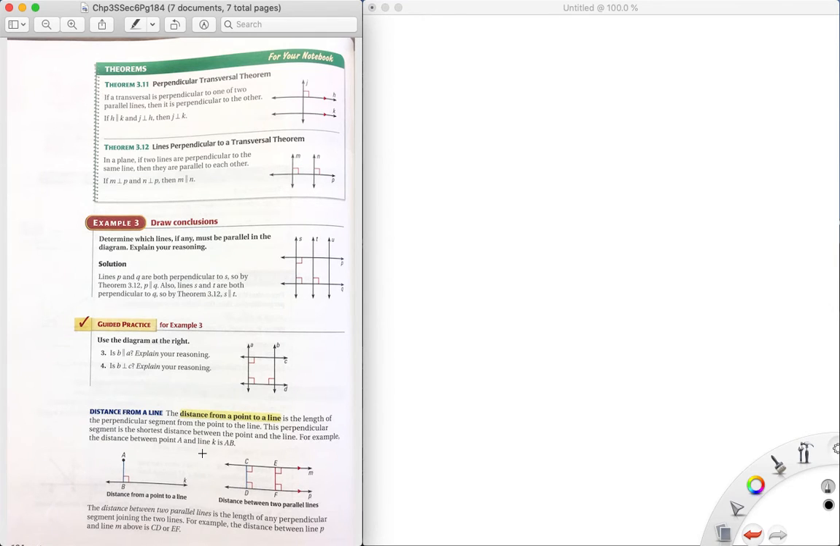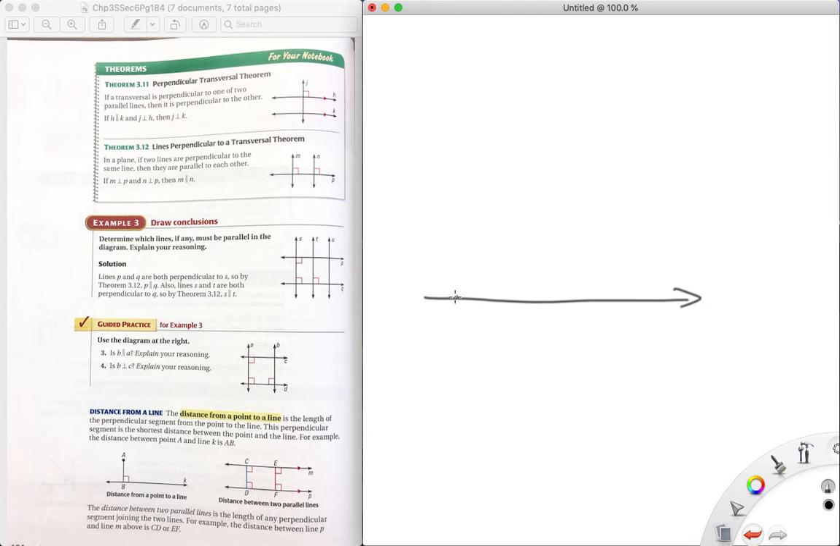The distance from a point to a line is the length of the perpendicular segment from the point to the line. This perpendicular segment is the shortest distance. For example, the distance between point A and line K is AB. So what is this saying? We have line K, we have a point B, and we have some point A.